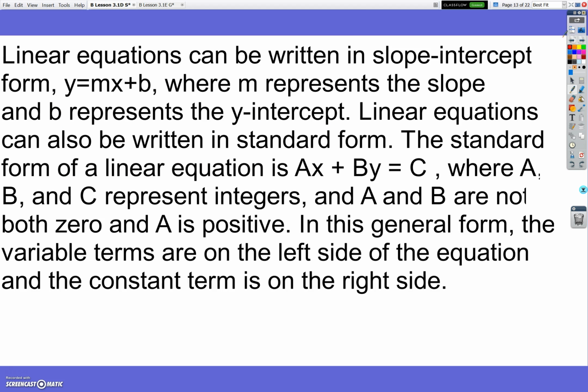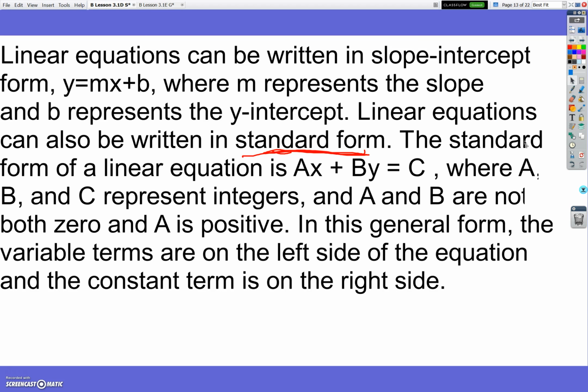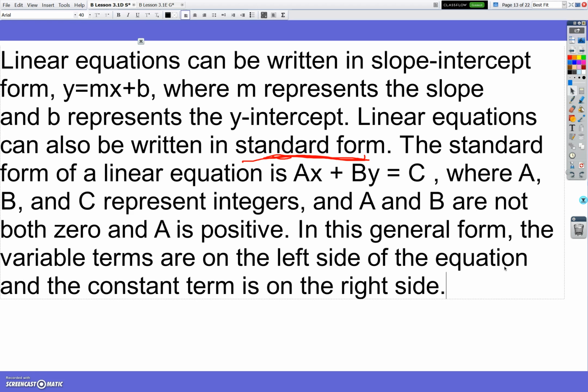So linear equations can be written in slope-intercept form, which we already talked about, which is y equals mx plus b, where m represents the slope and b represents the y-intercept. Linear equations can also be written in standard form. The standard form of a linear equation is ax plus by equals c, where a, b, and c represent integers. Those are positive and negative numbers. And a and b are not both 0. So one of them can be 0, but not both of them. And a needs to be positive.